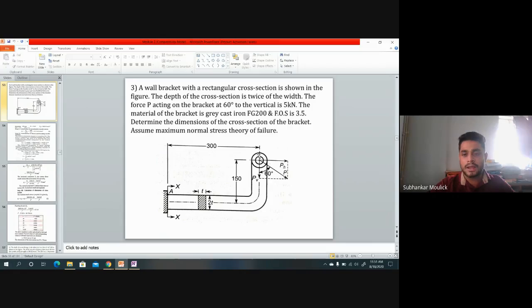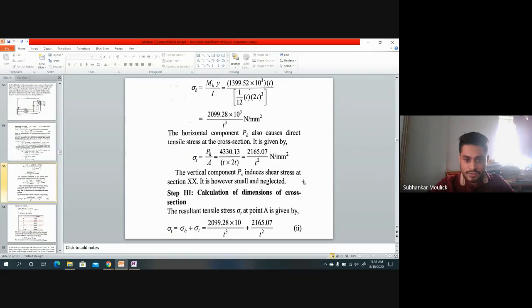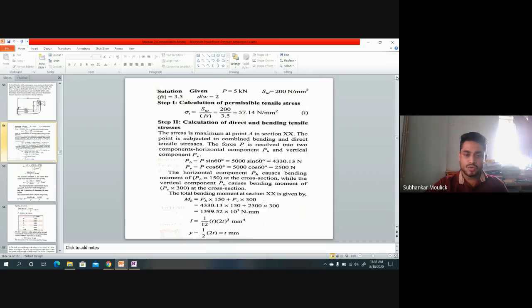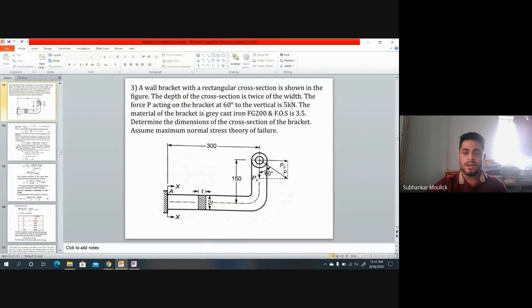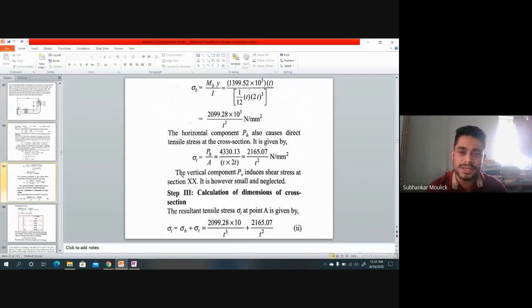Which load do I have to take? I have to take this horizontal component of load, pH, divided by area. Area is nothing but this rectangle, length into breadth, which is t into 2t. So the tensile stress generated due to the horizontal component of the force pH is sigma t equal to pH by A. pH we have already calculated, that is P sin 60, which is 4330.13 divided by area, t into 2t. So the value of sigma t comes out to be 2165.07 divided by t square Newton per millimeter square.